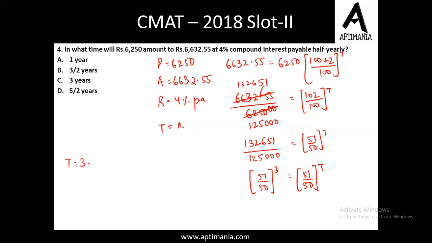Now t equals 3 doesn't represent 3 years here, because the interest was compounded half yearly. So it means 3 half years, and 3 half years means 3 by 2 years. So for question number 4, the correct answer will be 3 by 2. Looking at the options, option B, 3 by 2 years, is the correct answer. Let's go ahead to the next question.